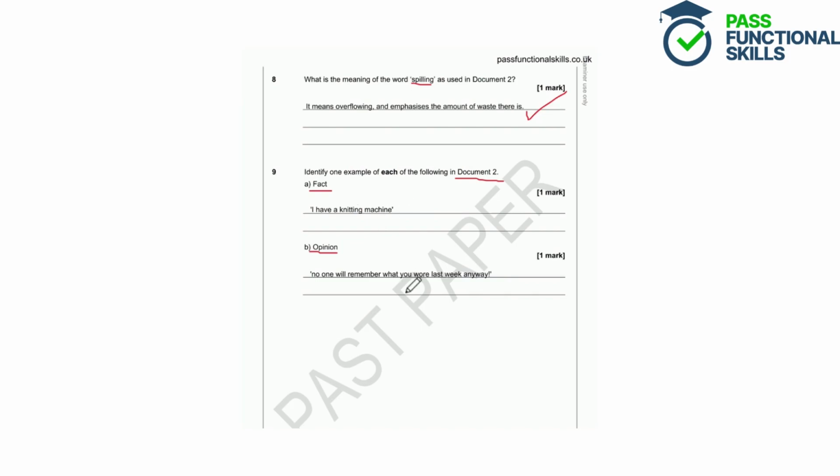So, for the fact here, we've got, I have a knitting machine. This is a fact. It is something that we can prove, either prove to be true or prove to be untrue, and it is simply the writer stating that they own something, so that is a fact. For an opinion, we've got, no one will remember what you wore last week anyway. This is an opinion, it's just the author's thought or feeling. We can't prove whether someone will or won't remember what you wore last week. It's simply the opinion of the writer.